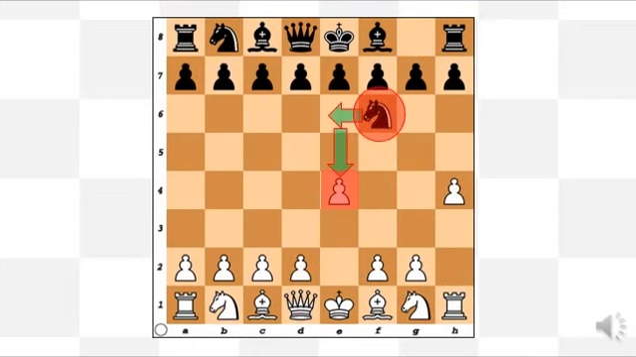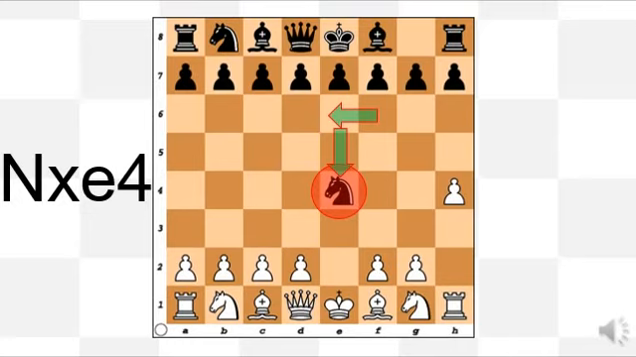With this knight, the notation for the capturing of the pawn is no different than any of the other ones. It is capital N, X, E4.